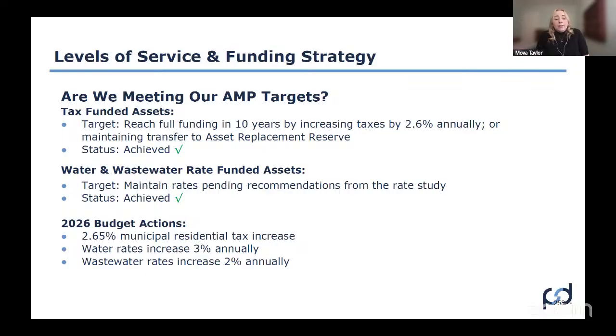For the rate-funded assets for water and wastewater, a rate study was completed. As a result of that rate study, a 3% increase for water is implemented and a 2% increase for wastewater. And this also aligns with the funding strategies that we identified in the AMP and the township's long-term sustainability goals. You can see here that the targets were met for the tax-funded and rate-funded assets from the 2025 AMP proposed levels of service. Next slide, please.